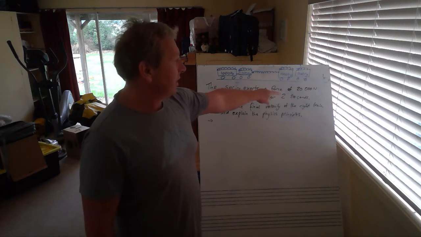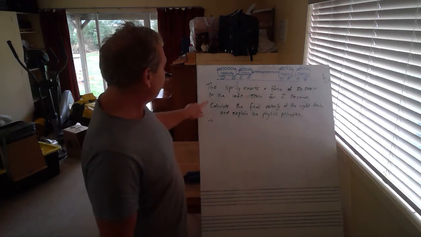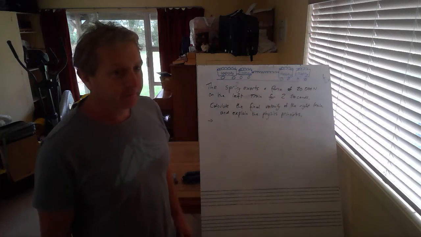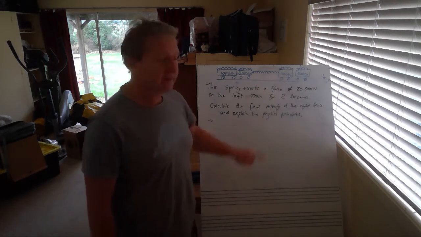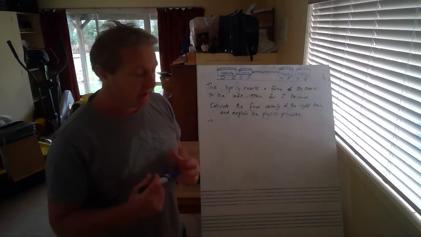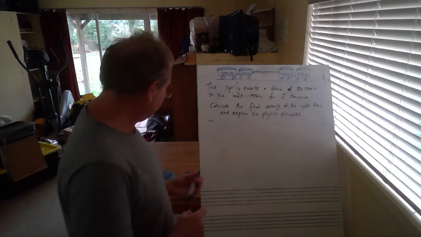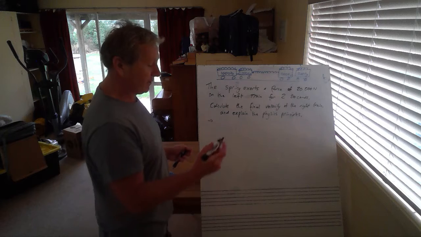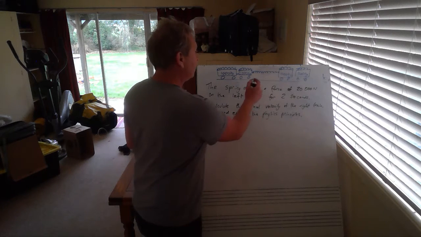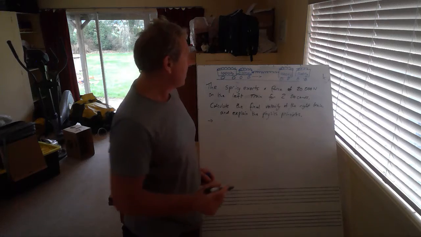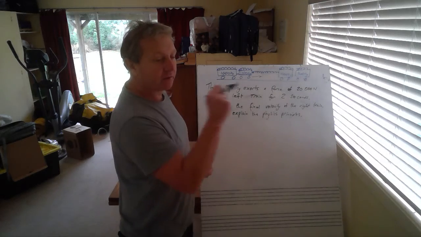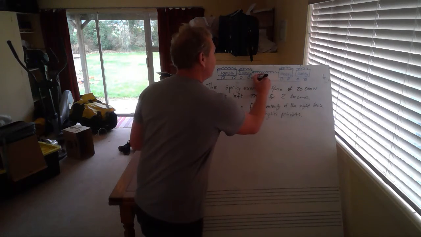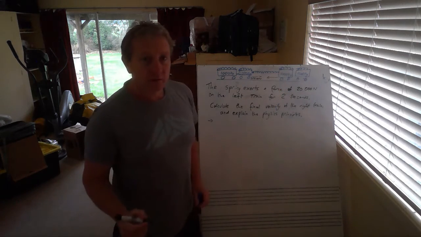Question: the spring exerts a force of 20,000 newtons on the left train for 2 seconds. Calculate the final velocity of the right train and explain the physics principles. Okay, now, first job would be to draw a force on, so you understand what on earth is going on. So the spring exerts a force on the left train. That will be that way, because remember we pulled it apart, so the spring is going to exert a force on the left train that way, 20,000 newtons. This one here will have the same.